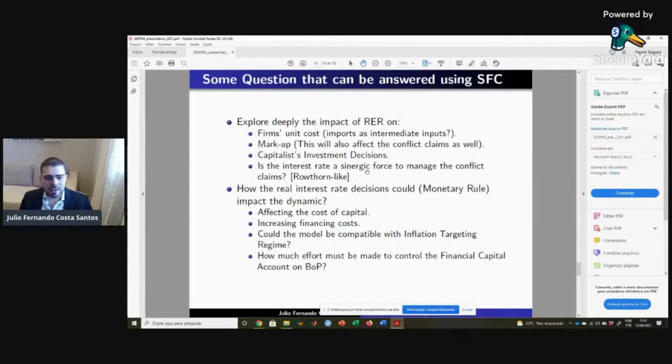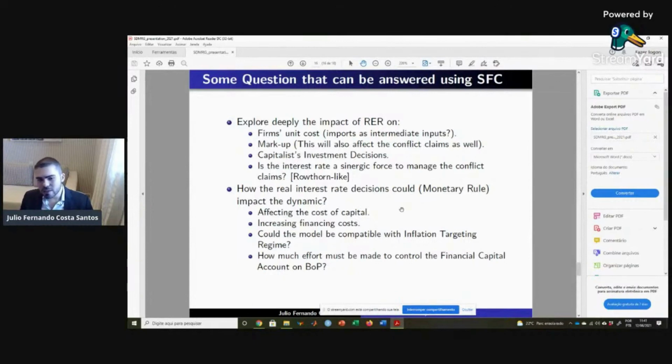Another point is that we are disregarding the role played by the interest rate in controlling aggregate demand. Here we can put it inside the model, because we know, in models like the seminal paper of Hawthorne, we can use the interest rate to control capacity utilization and manage conflicting claims. So this is an important thing to put inside the model. Another point: how could real interest rate decisions, as a monetary rule, impact the dynamics? We can also have an impact on capital costs. We can increase the financial cost.